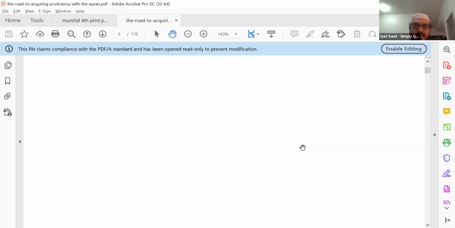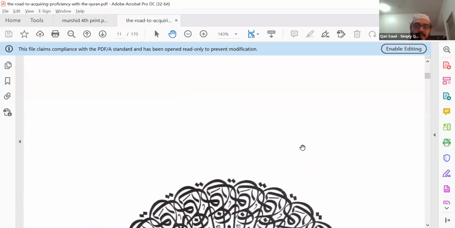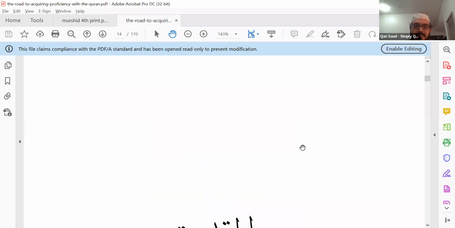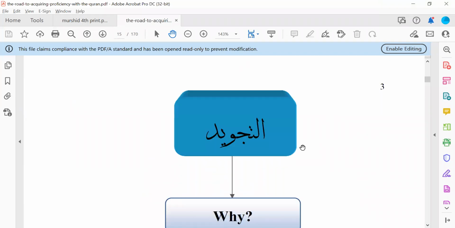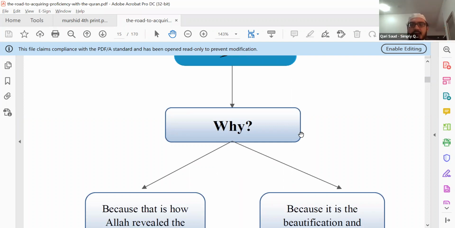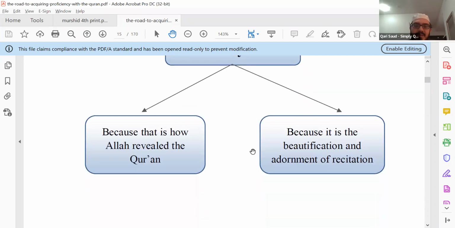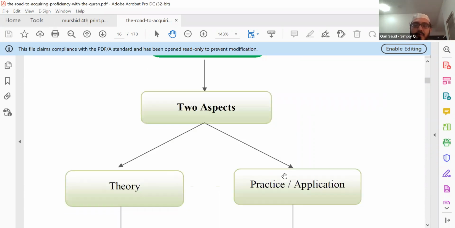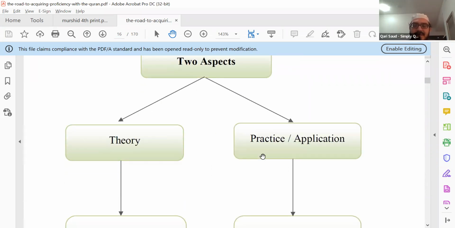Okay, so this is the other book that we'll be sharing, inshallah, okay? Can everyone see it? Yes, alhamdulillah. This is basically diagrams of the book. It's essentially the same book, but they made it into chart form so you can learn it and memorize it more easily. So tajweed, why? Because this is how Allah revealed the Quran, right? Because it's the beautification, adornment of recitation. There are 2 aspects. There's the theory and practice.